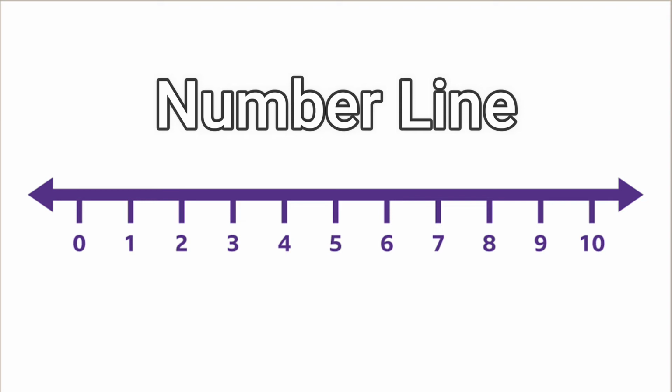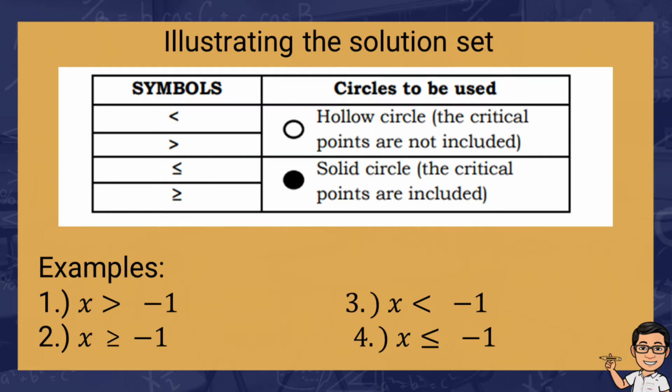So, sa pag-graph or sa pag-plot ng ating solution sets, we're going to use the circles. Okay, so meron tayong dalawang uri ng circles na gagamitin, depende sa symbol ng quadratic inequality na ginamit. Kapag ang ginamit sa inequality is less than or greater than, ang gagamitin nating circle is hollow circle. So, ibig sabihin nun, the critical points are not included.